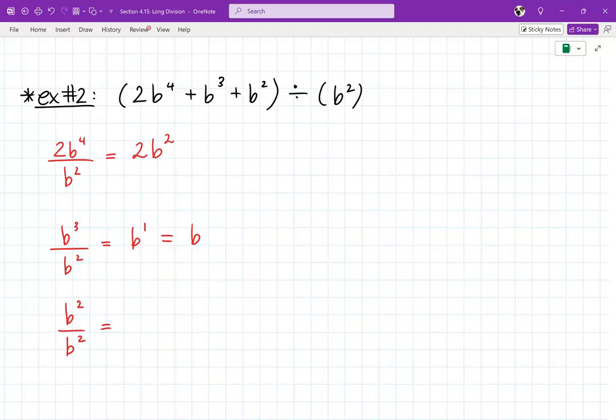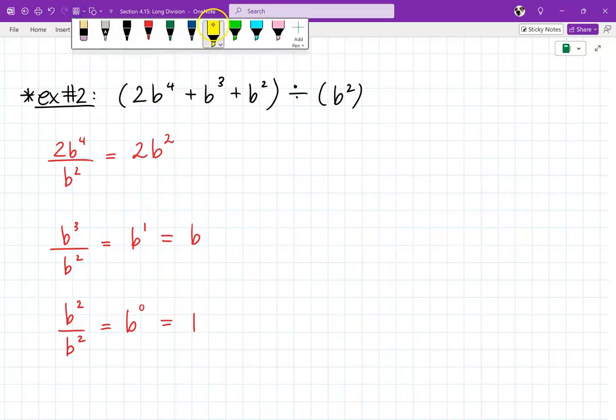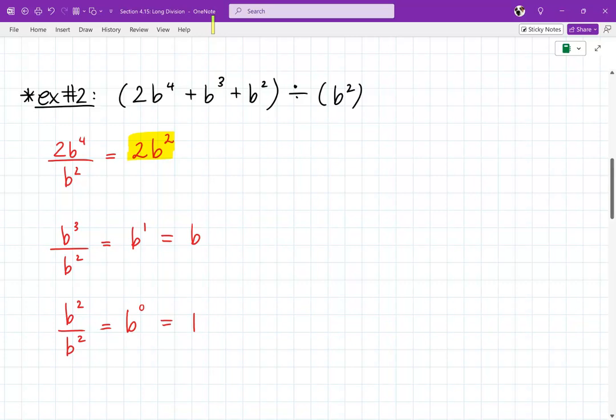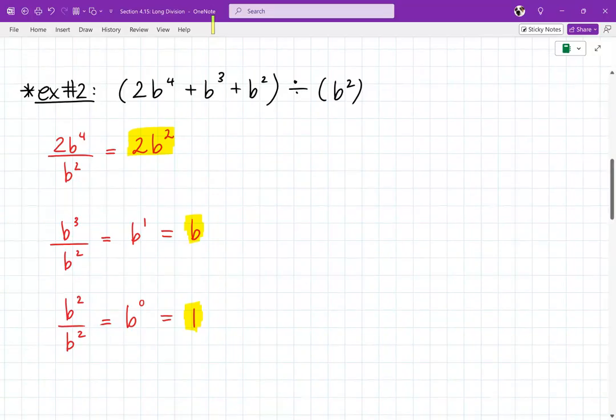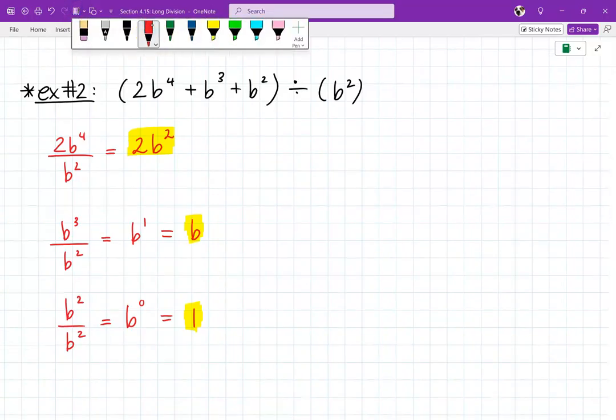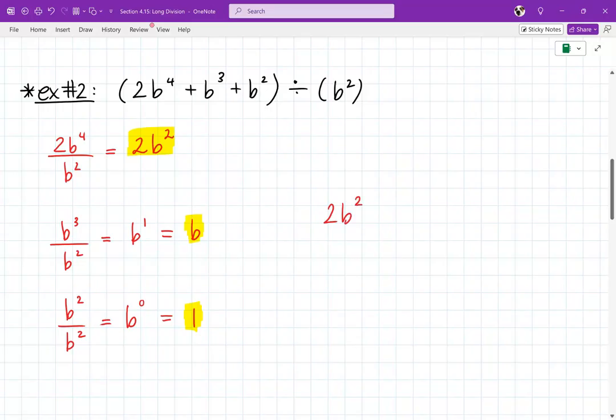The last one, b squared divided by b squared, that's b to the 0, which is 1, right? Anything to the 0 power is just 1. So here are my answers: 2b squared, a b, and a 1. Notice none of them are negative. That means they're all going to be plus. So let me write that down. My answer is 2b squared plus b plus 1.